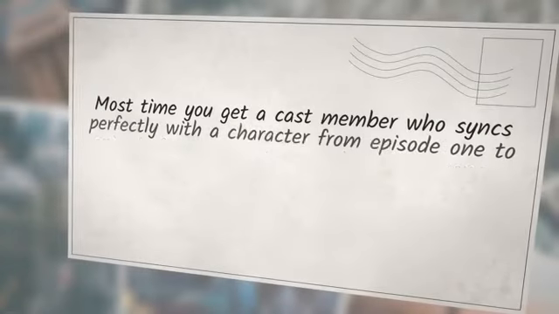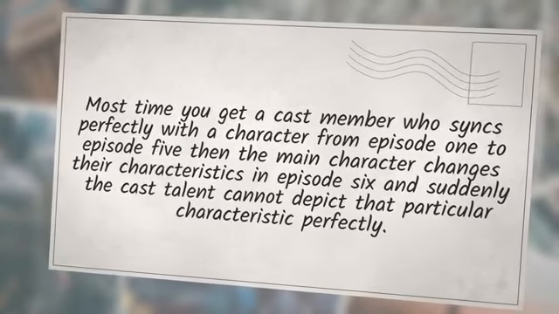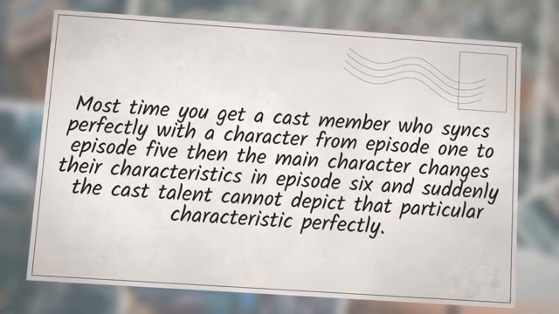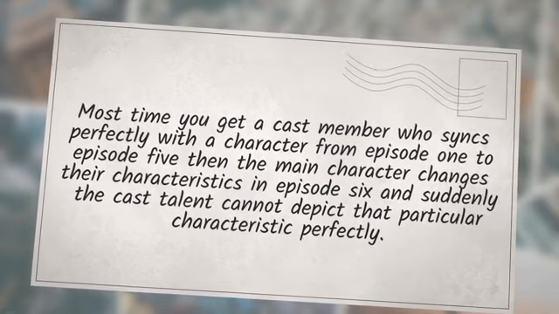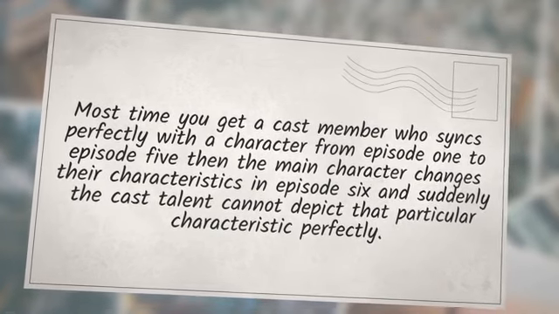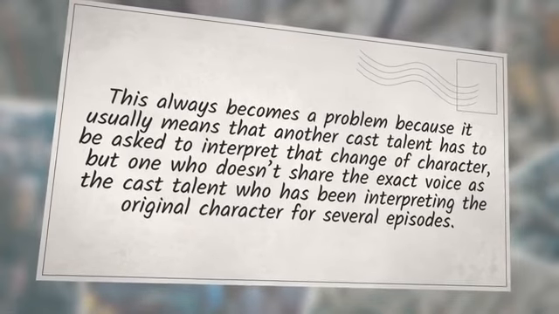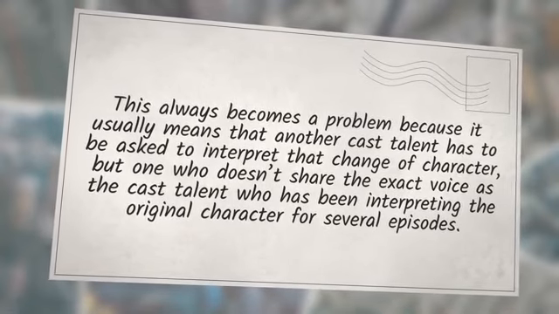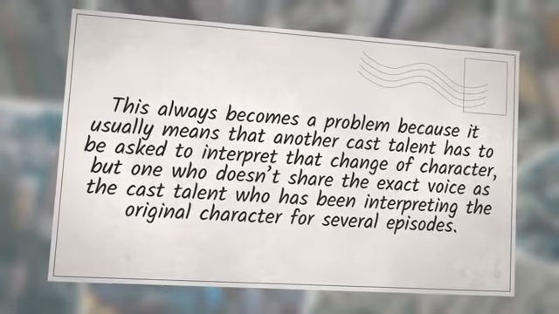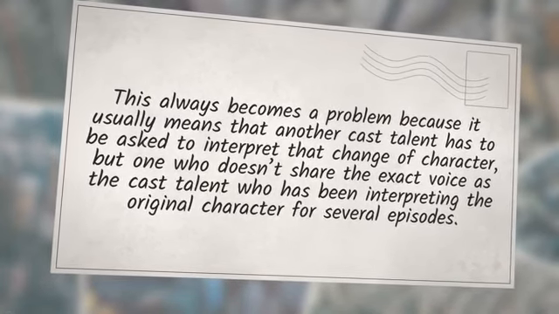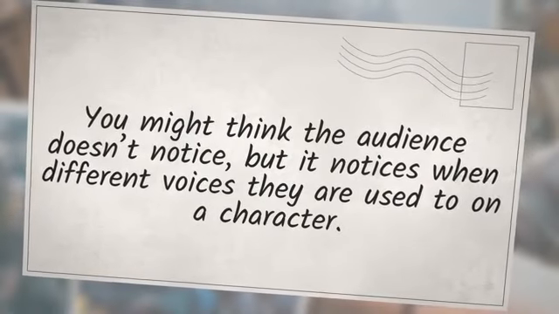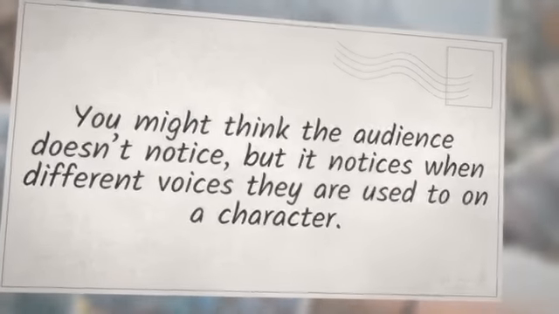Most times you get a cast member who syncs perfectly with a character from episode 1 to episode 5, then the main character changes their characteristics in episode 6 and suddenly the cast talent cannot depict that particular characteristic perfectly. This always becomes a problem because it usually means that another cast talent has to be asked to interpret that change of character, but one who doesn't share the exact voice as the cast talent who has been interpreting the original character for several episodes. You might think the audience doesn't notice, but it notices when different voices are used on a character they are used to.